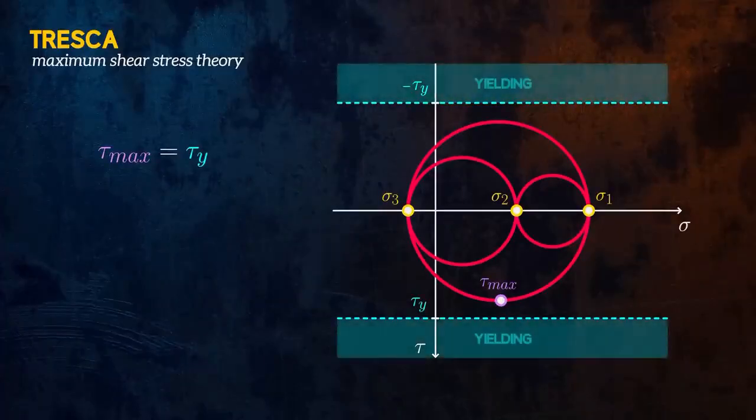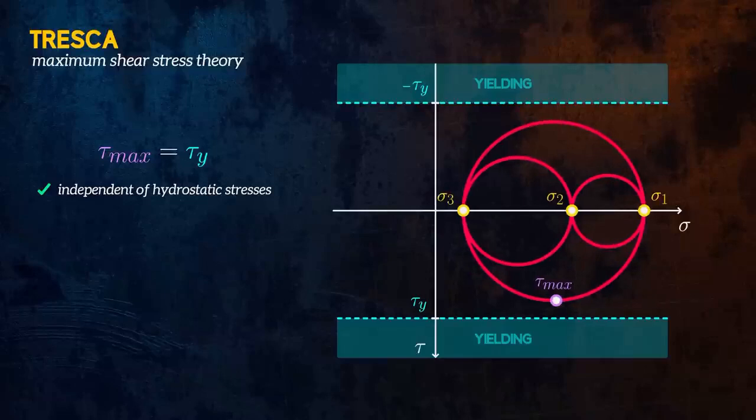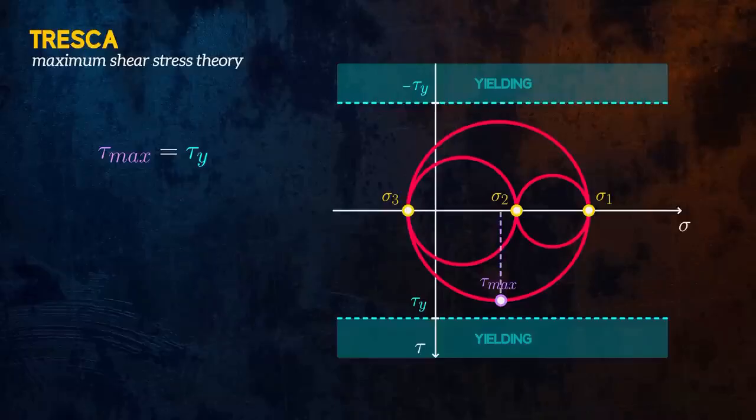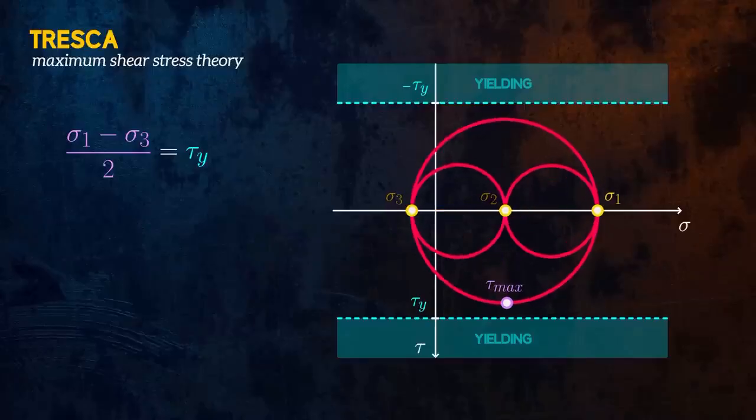This theory is consistent with the observation that hydrostatic stresses don't affect yield. It doesn't care where Mohr's circle is located on the horizontal axis. It's common to express this theory as a function of the principal stresses, instead of as a function of the shear stresses. We can see, based on Mohr's circle, for a triaxial stress state, that the maximum shear stress is equal to the radius of the outer circle, which is the difference between the maximum and minimum principal stresses, divided by 2.